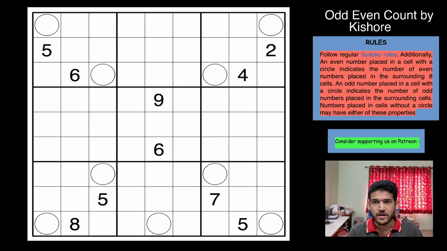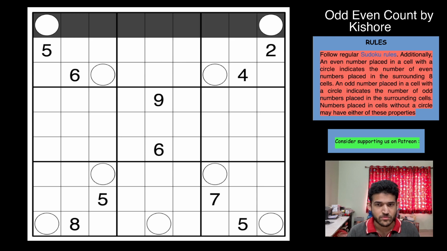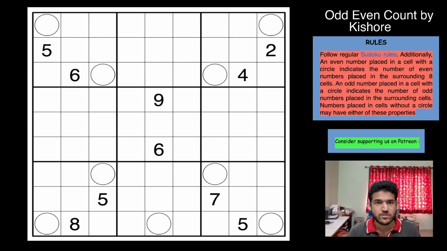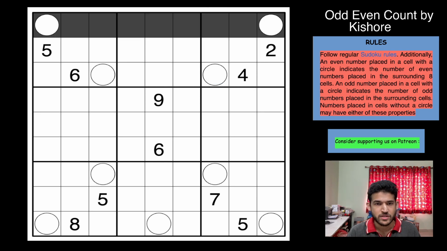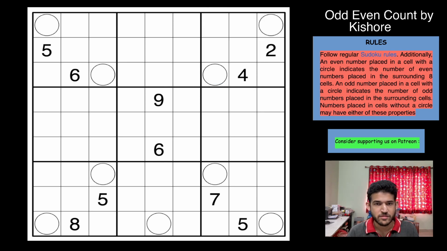The rules are classic rules apply. So each row, let's just change to number mode. Okay, so each row, each column and 3 by 3 box in the grid has digits from 1 to 9 without any repetitions, and apart from that, an even number placed in a cell with a circle indicates the number of even numbers placed in the surrounding 8 cells, and odd number placed in a cell with a circle indicates the number of odd numbers placed in the surrounding cells.